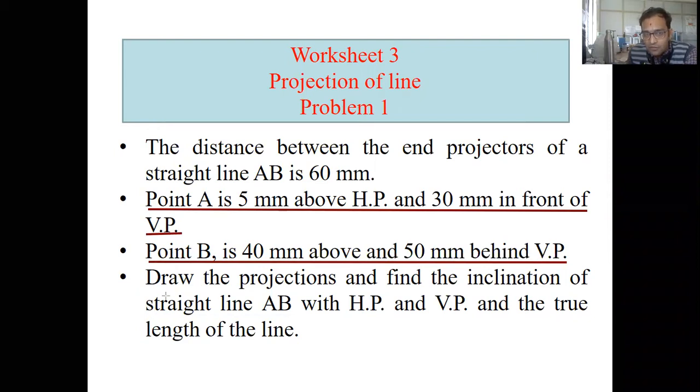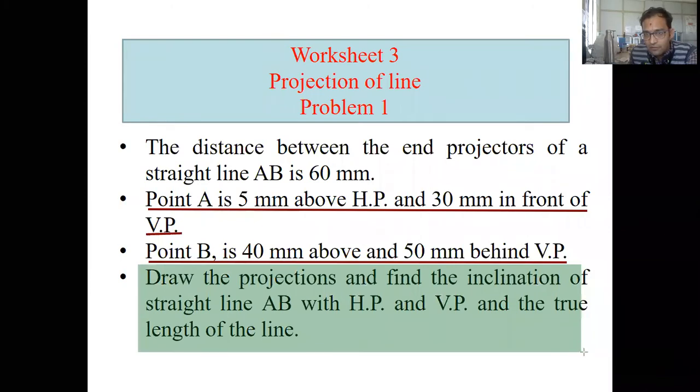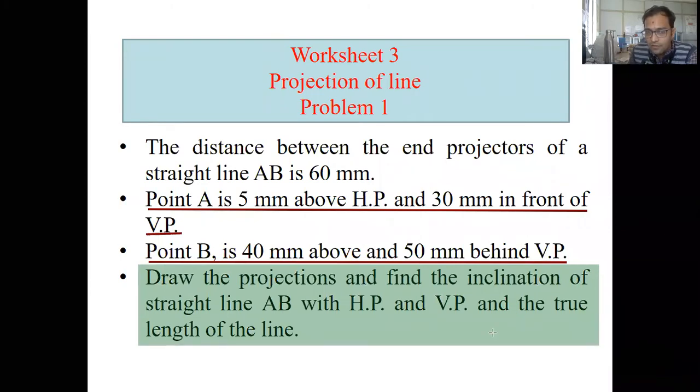Our task is to draw the projections and find the inclination of straight line AB. We need to find the projections and find the inclination of the line, full length of line AB with horizontal plane and vertical plane. So let us move ahead and solve the problem with the physical graph.